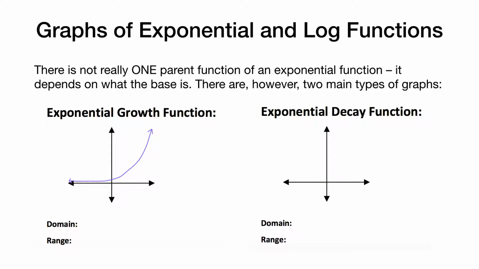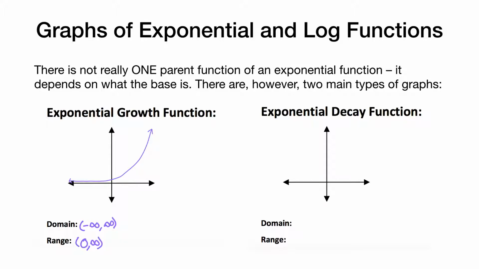They seem to be going out in both directions forever in the domain, so our domain is negative infinity to infinity. But you might notice it seems like it's kind of turning right at 0, and that's because the generic form of the range will be 0 to infinity.